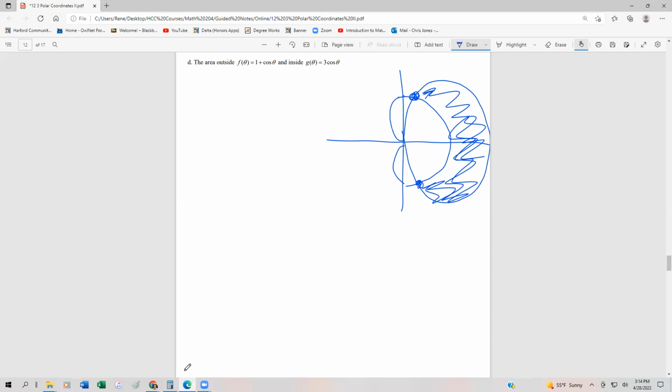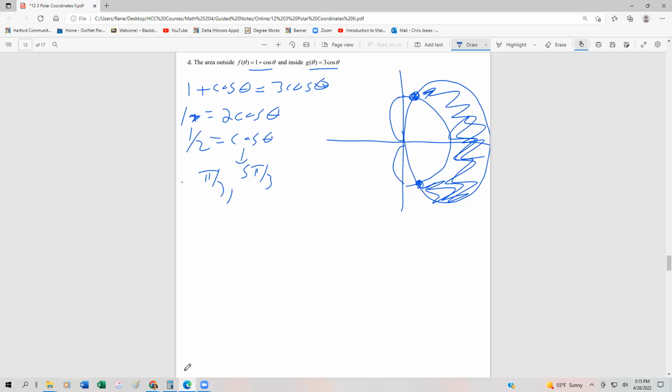So let's set these functions equal to one another. We have 1 plus cos of theta is equal to 3 cos of theta. We subtract cos theta, so we get 1 is equal to 2 cos of theta, or 1/2 equals cos of theta. And we know that this is true at the angles 5 pi thirds and pi thirds for theta.